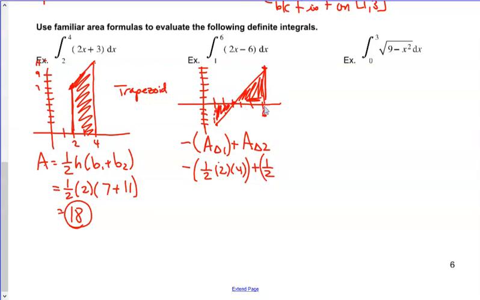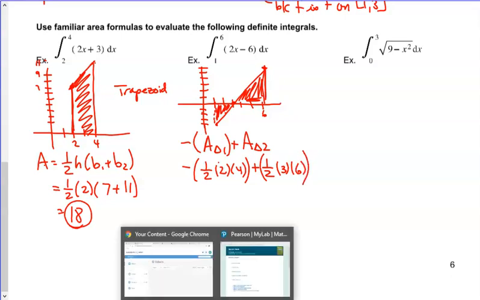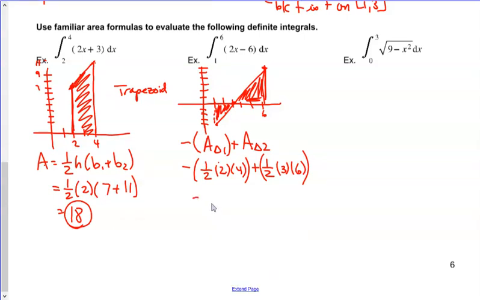So this is 1, 2, 3. So 1/2 of 3 for my base. And this height we said was 6. So I'm multiplying that by 6. And so now finding these numbers gives me the net area or the definite integral for this function.